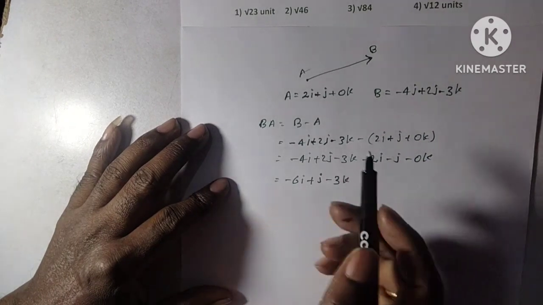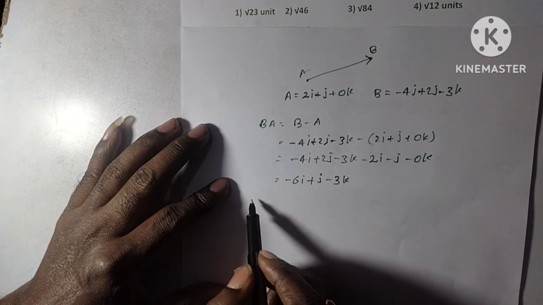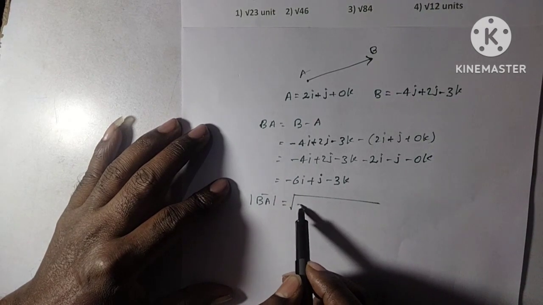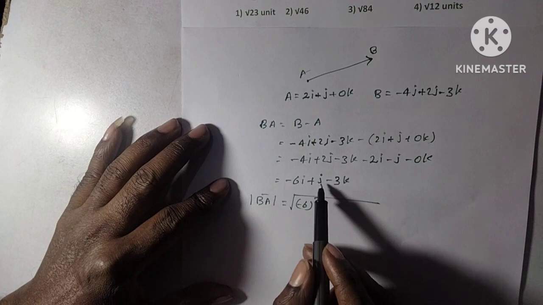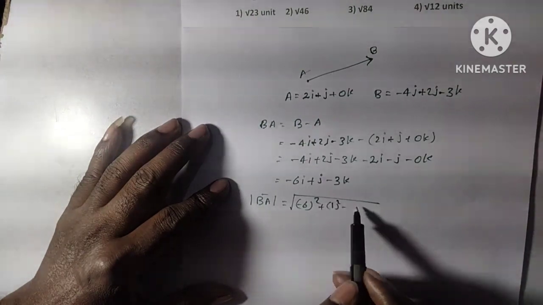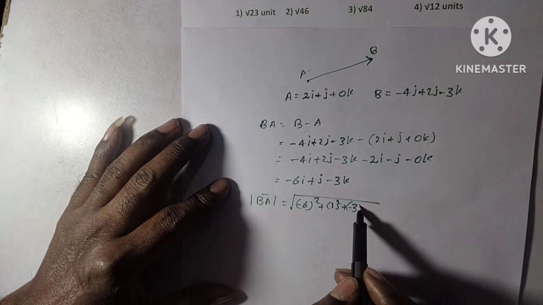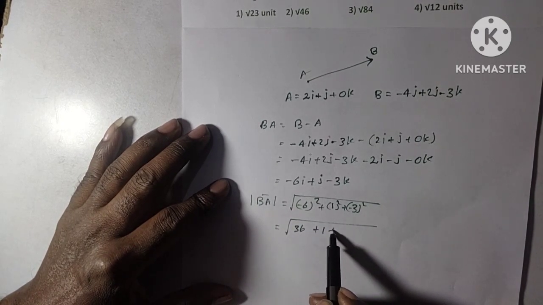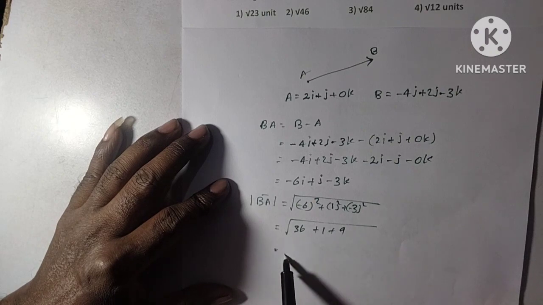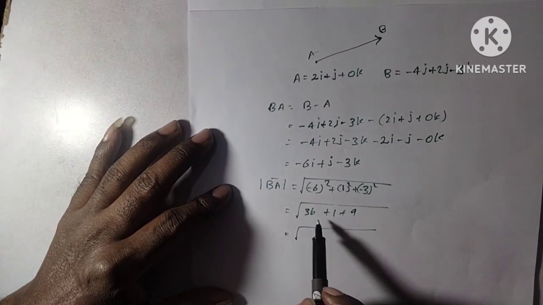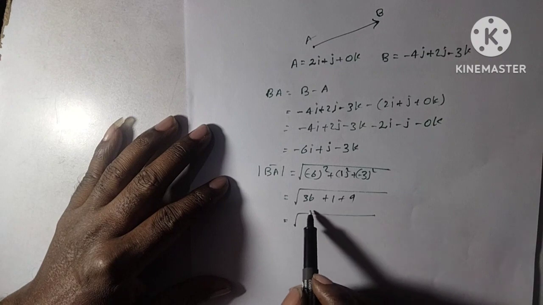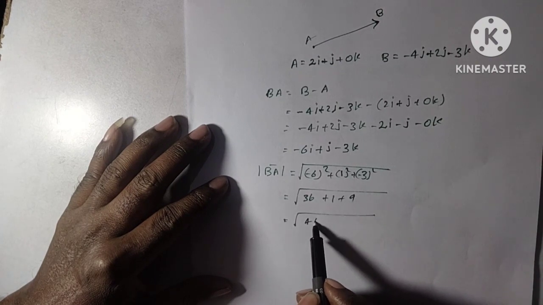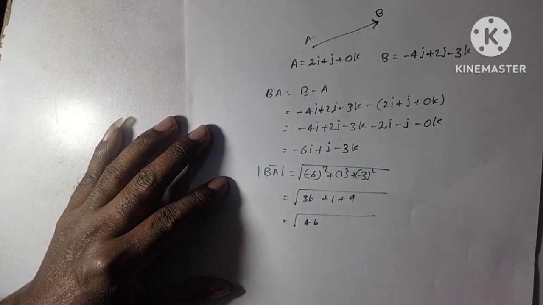Now they are asking to find the magnitude of the vector, which is nothing but |BA|, equal to the square root of (-6) squared plus 1 squared, since the coefficient of j is 1, plus (-3) squared. 6 times 6 is 36, plus 1, plus 3 times 3 is 9, so we get 36 plus 1 plus 9, and that value is the square root of 46 units.